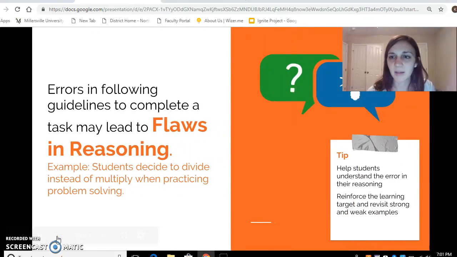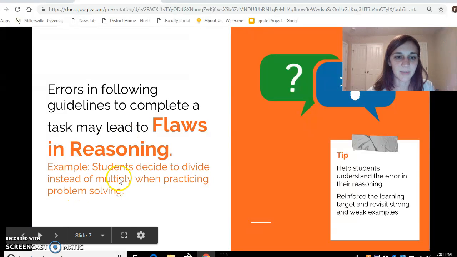The next type, a little bit more information on, is flaws in reasoning. We need to help students understand the error in their reasoning, especially if it's some multiple step problems that they're doing, and reinforce the learning target and revisit some of those strong and weak examples. An example is they may decide to divide instead of multiply when doing problem solving.